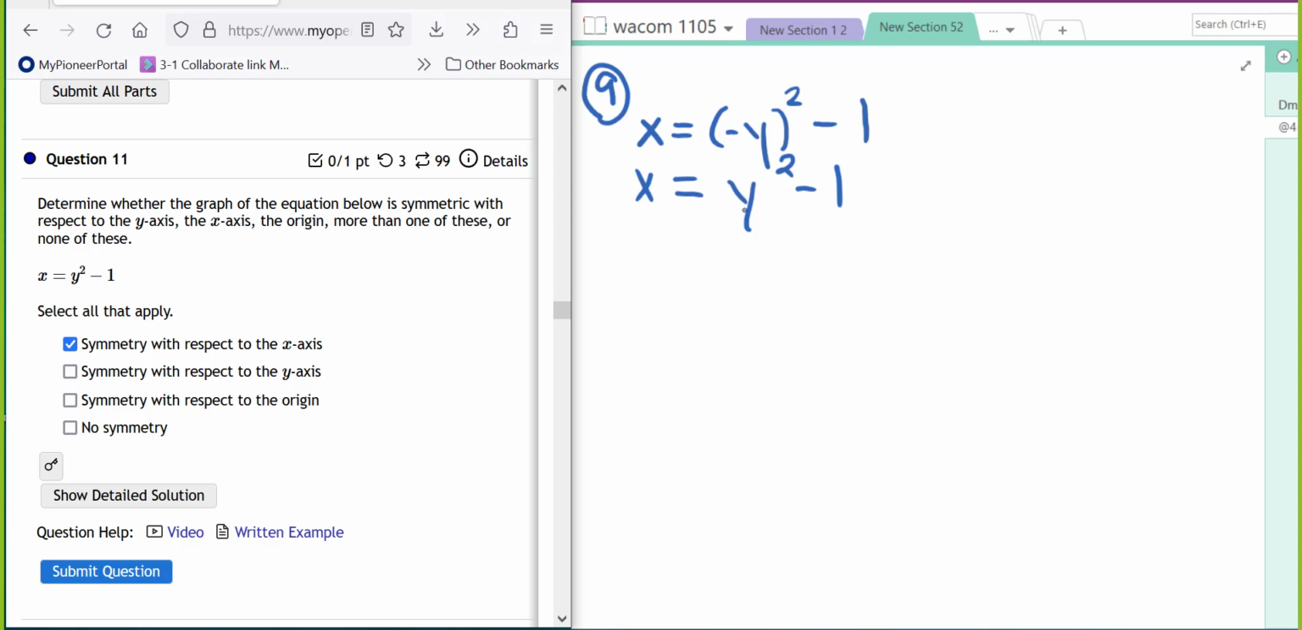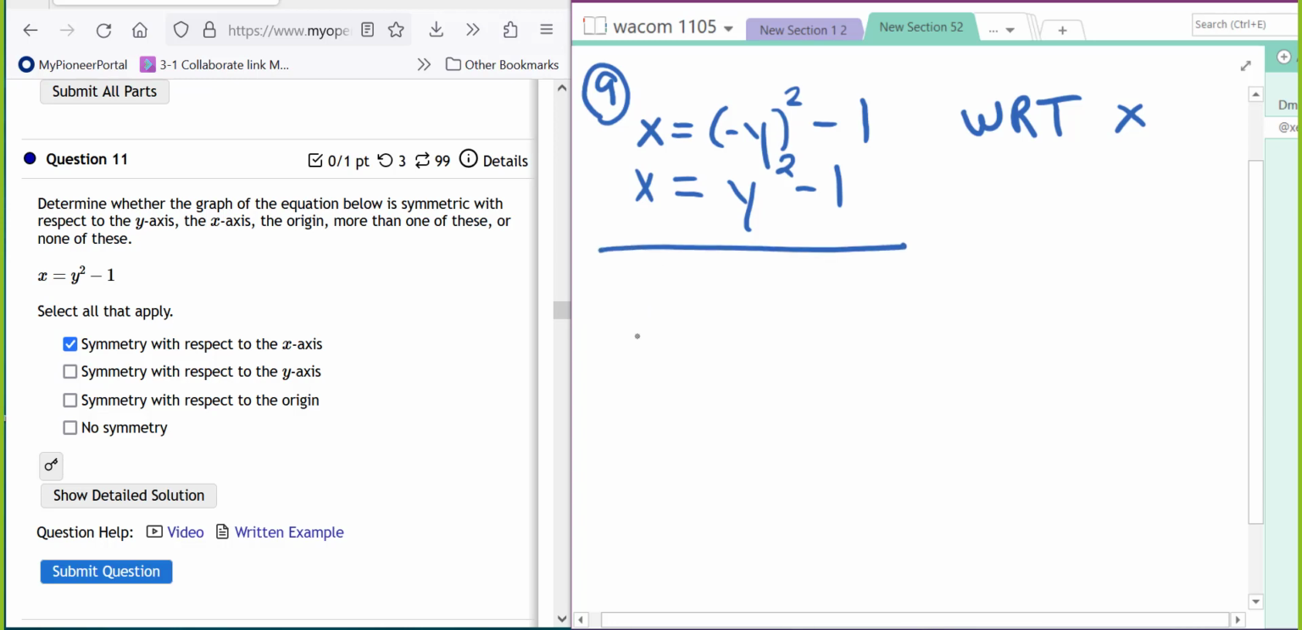For symmetry with respect to the y-axis, so this is with respect to x, right? With respect to y, you plug negative x into x and see if you get back the original, right? So I'm going back to the original. I'm putting negative x into the x. And this is not the original. And so this is no.